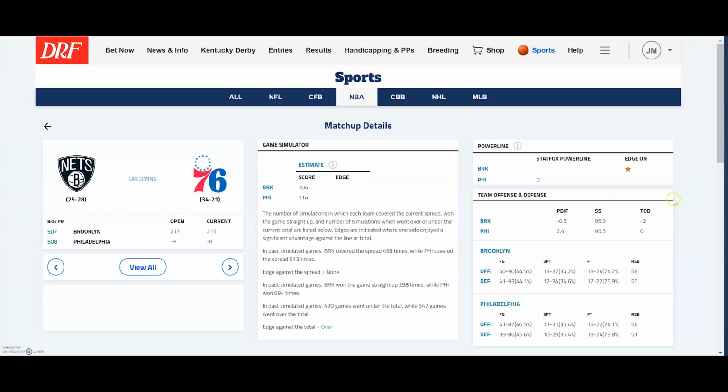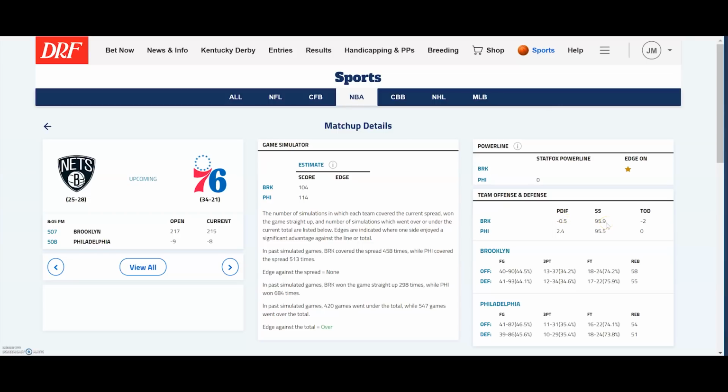In the other section below on the far right, we have our team offense and defense statistics. This is basically a summary of some of the key team statistics for each team. A couple things to quickly look at: point differential. This represents the team's points for per game minus points against. In this case, Philadelphia outscores their opponents by 2.4 points a game. Brooklyn is being outscored on the season by a half a point per game.